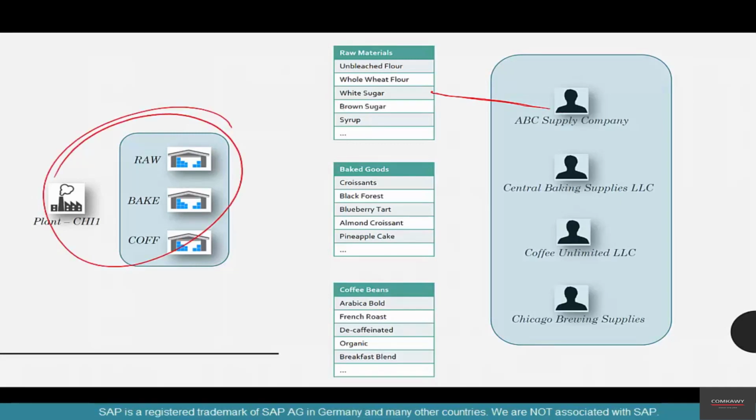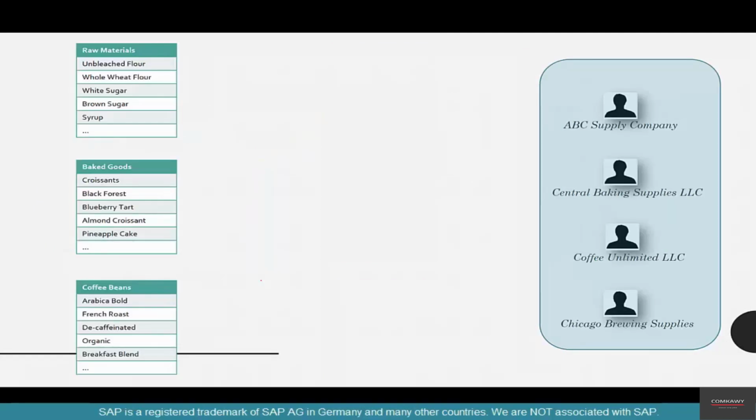So if I want to know who can supply whole wheat flour, I need to be able to understand that it's this vendor and maybe this vendor. Right? I need that information handy. And how much is it going to cost for this vendor versus this vendor?